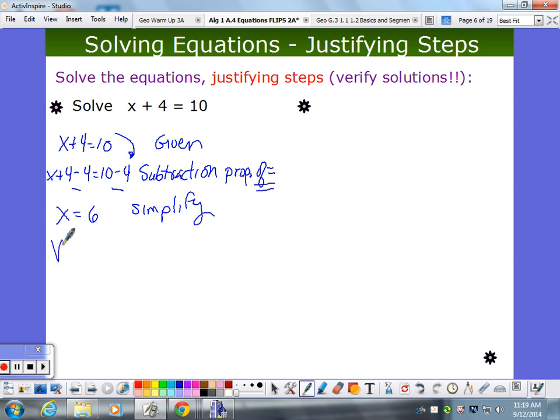Okay. And then, of course, you verify your solution. So you say 6 plus 4, is that the same as 10? If you stop here, you haven't verified anything. Add that, compare to the right side, it works. Let's try this guy. All right, so this is my given equation.